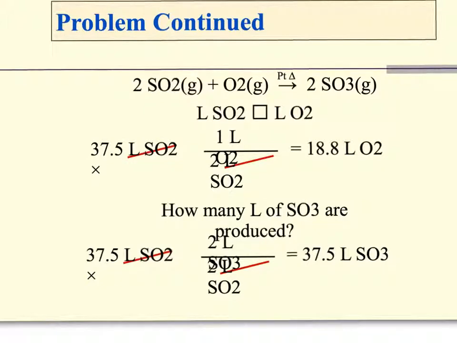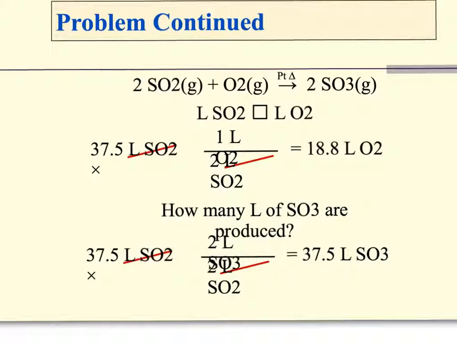So we can solve our problem using a liter-liter conversion, which is very similar to a mole-mole conversion. We take our 37.5 liters of sulfur dioxide. We use our coefficients to convert from liters of sulfur dioxide to liters of oxygen. We have 1 liter of oxygen, and we're using that coefficient, and we have 2 liters of sulfur dioxide using its coefficient. Liters of sulfur dioxide cancel out, and we would have 18.8 liters of O2.